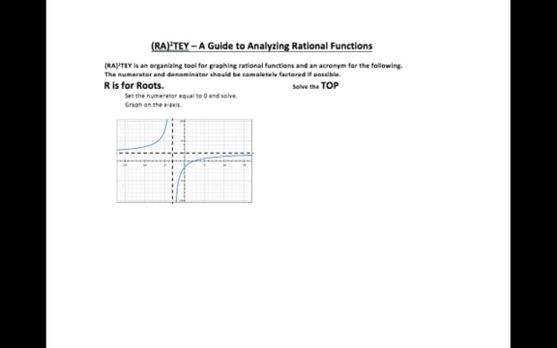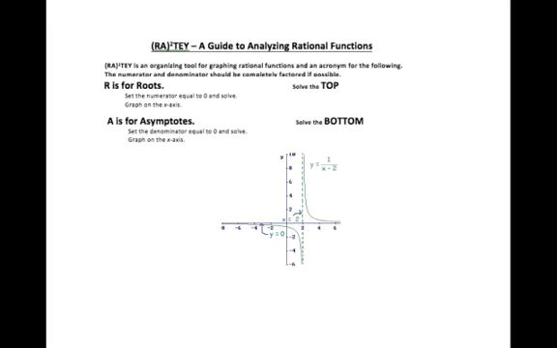R is for roots. And for this, you're going to set the top equal to 0 and solve. So you're going to solve the top. And then you're going to graph on the x-axis. You're going to plot those roots. Remember, roots are the same thing as the zeros or the real x-intercepts. So for instance here in this function, we can see that there is a root right here, that little point right there. And so we would find that value and we would plot it.